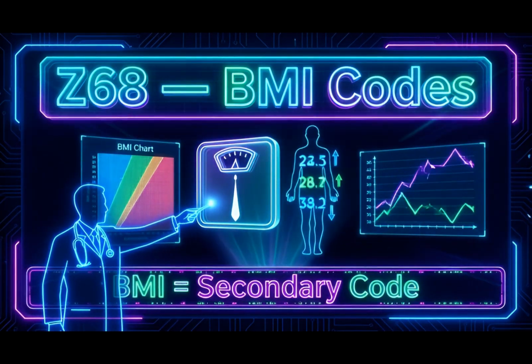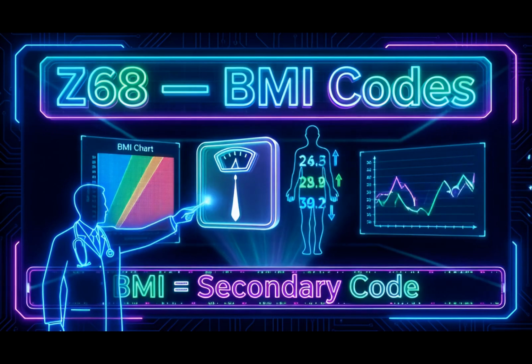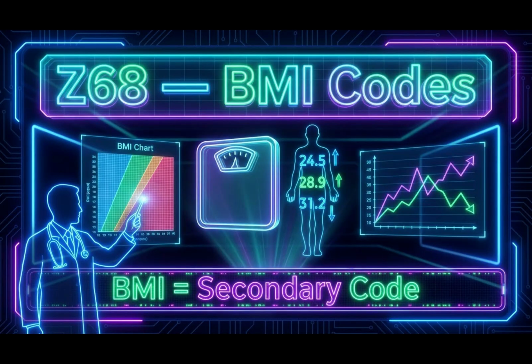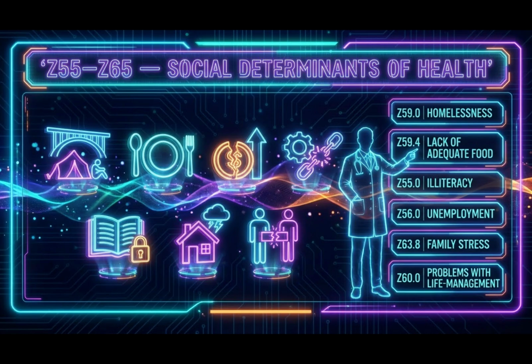Z68 is your BMI code, and here's the most important rule. BMI is always a secondary code. You never code BMI alone. It must follow a related diagnosis like obesity, malnutrition, or weight management counseling. These are commonly used codes for this category.